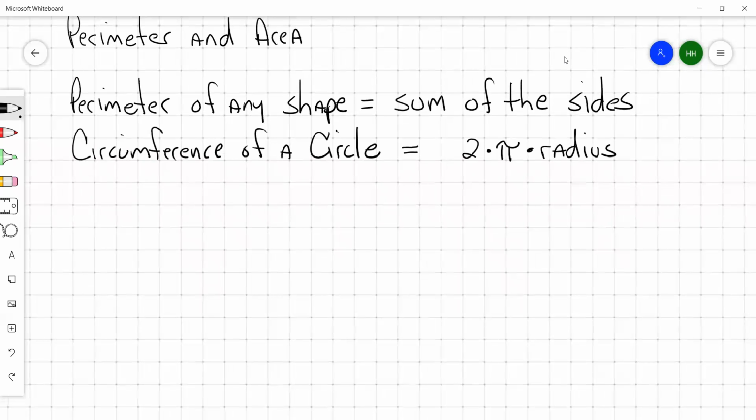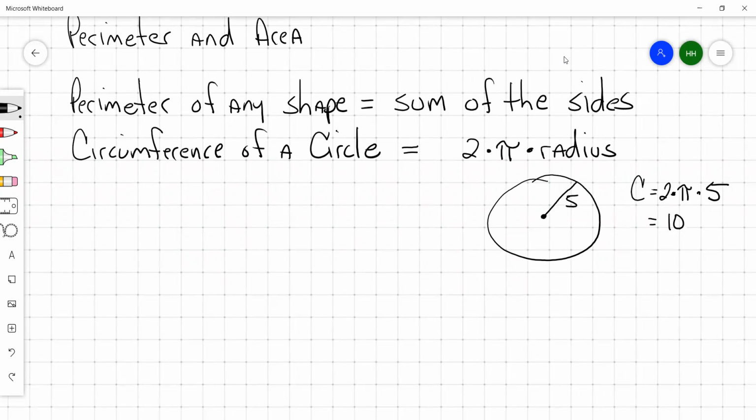If you're given a picture of a circle, and you're given the radius, your circumference equals 2 times pi times 5. That would be 10 pi.